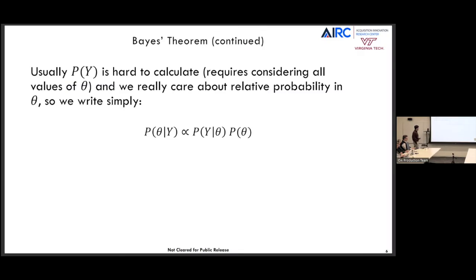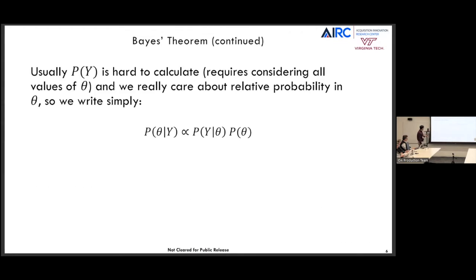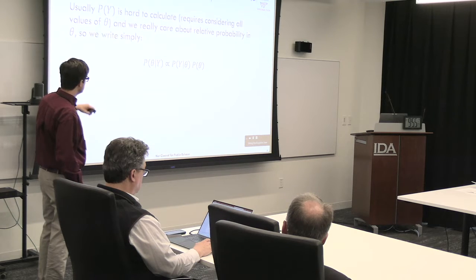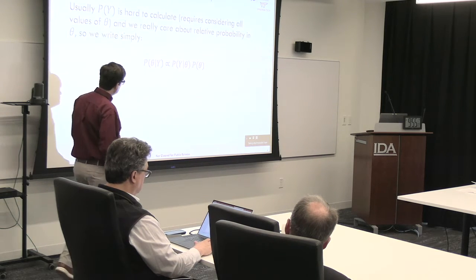In practice, calculating that denominator from the previous slide, the probability of the data, is really hard because it requires thinking through all of the potential values of the parameter, and then all of the potential ways that you could get that data. But note that the denominator doesn't depend on theta, right? So it's just a normalizing constant. So we don't typically worry about it. We're just worried about relative probability across values of theta. And so we typically just write this proportionality.